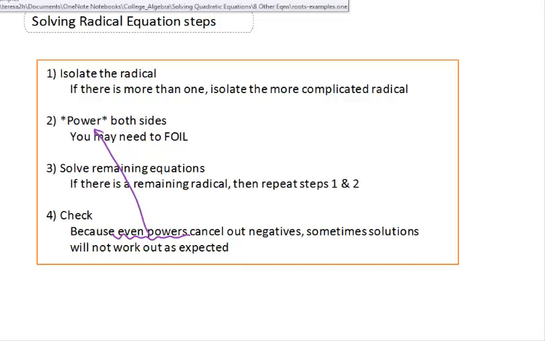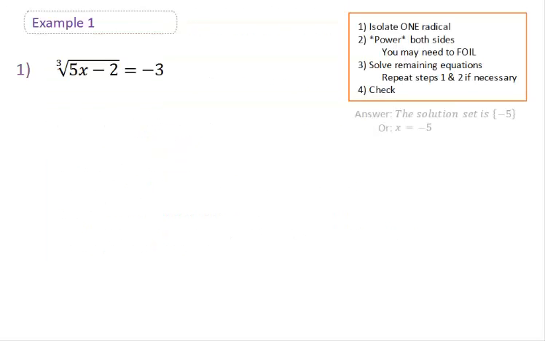Okay, let's see an example of this. I'm starting with my easiest example here: the cube root of 5x minus 2 is equal to negative 3. So step number 1 is to isolate one of your radicals. In this problem, we only have one radical, and it is already isolated, meaning there is nothing else affecting this radical on the left-hand side of my equation. So step number 1 is done.